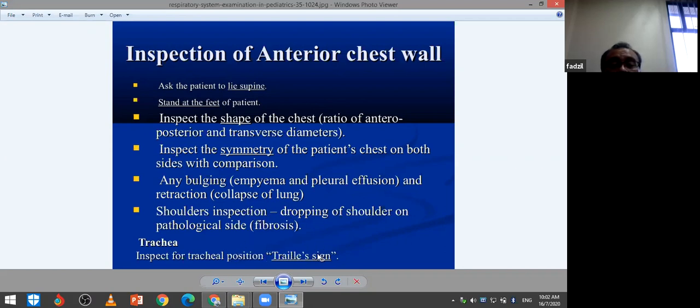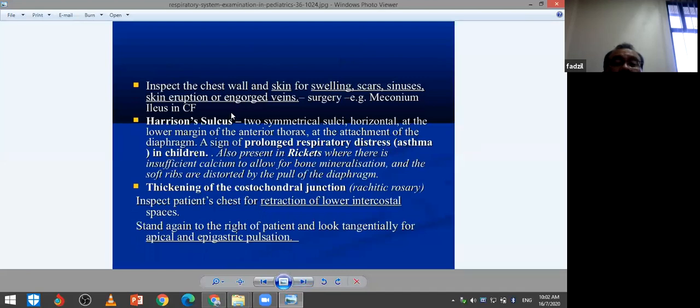And look for the trachea. A clear sign means an increase, and it tells you there is something wrong on that part of the lung. Check the skin for swelling, scars, sinuses, skin eruption, engorgement, and so on. And Harrison's sulcus is very important.